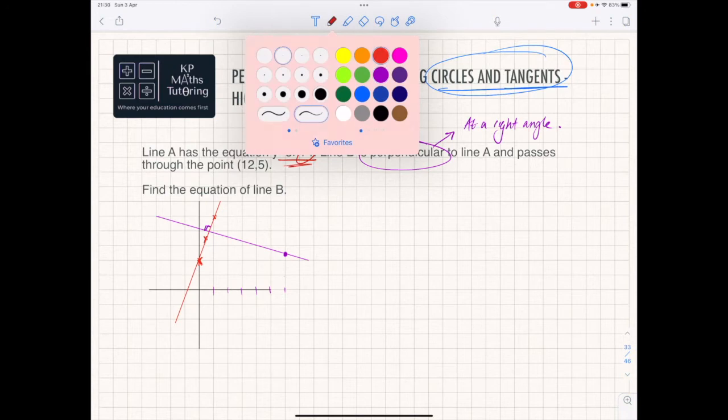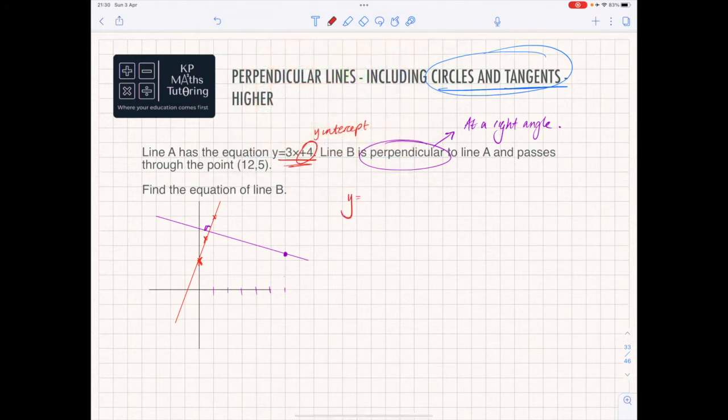So the process that we follow is this. y equals 3x plus 4 is the red line. That's our baseline. That's the line we're working from. What you do is you take the gradient and turn it into a fraction. So 3 becomes 3 over 1. Okay? Now, if it was 5x, it would become 5 over 1, 10x, 10 over 1. It doesn't matter. Anything over 1 is what you do first of all. Then from here, the key thing we need to find is the reciprocal gradient to that red line.